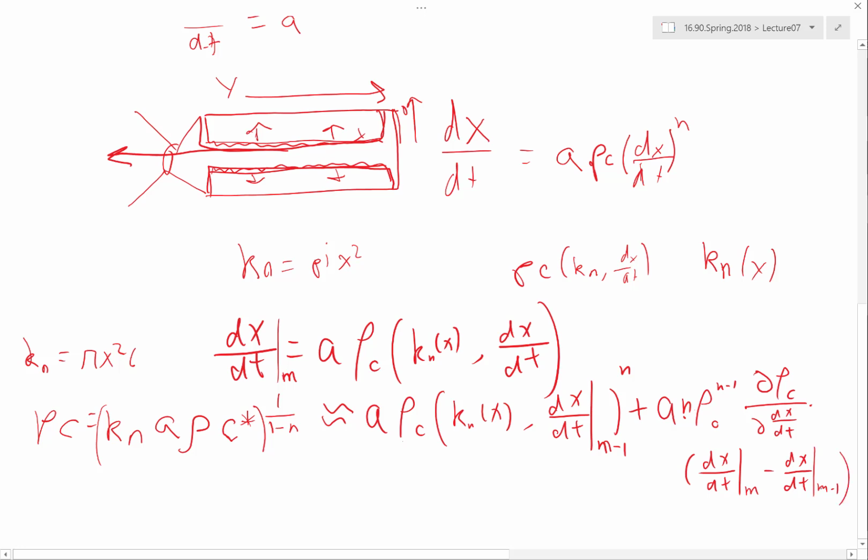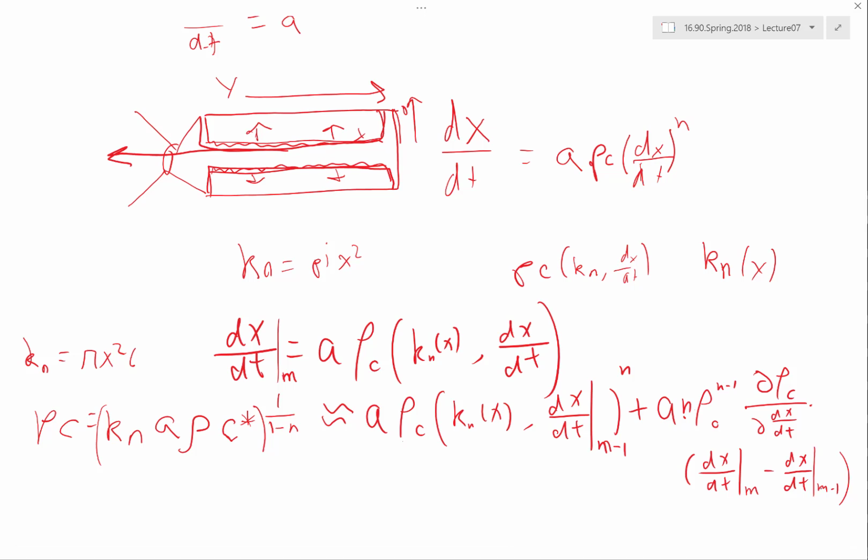I'm basically Taylor series expanding this function around this unknown function. This is what gets you better accuracy than just using the previous time step, because you have the derivative. Then you move this unknown into the left hand side and solve this equation. This gives you a better estimate of dx/dt than just using the previous time step's dx/dt.